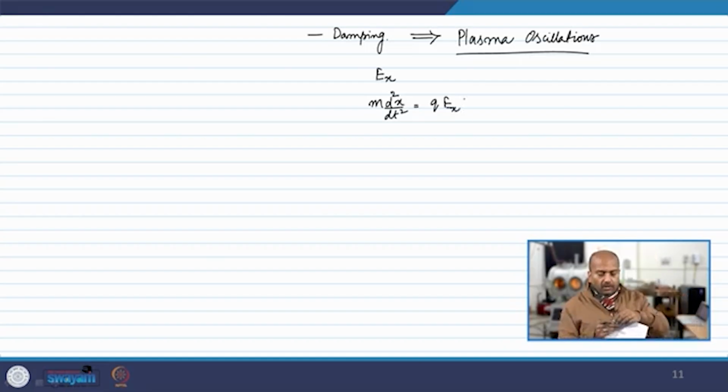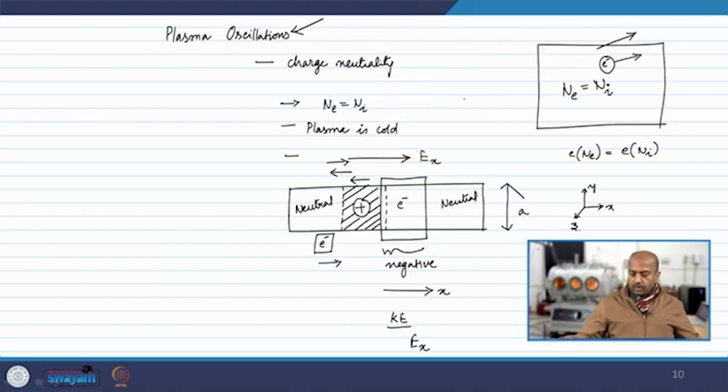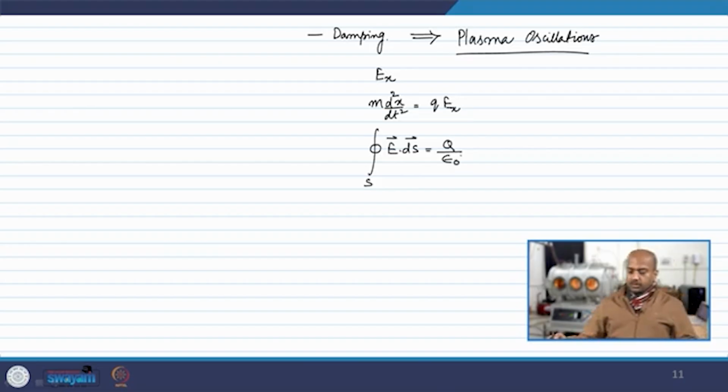Q is the charge of electron. Let us say we use the Gauss law and apply it for the closed rectangular shape that we have drawn in the last slide. What is Gauss law? Gauss law tells you that del dot E is equal to rho by epsilon naught. We write it in the integral form: integral over the closed surface E dot ds is the total charge enclosed divided by epsilon naught.